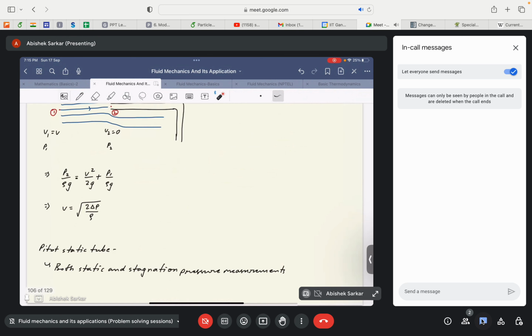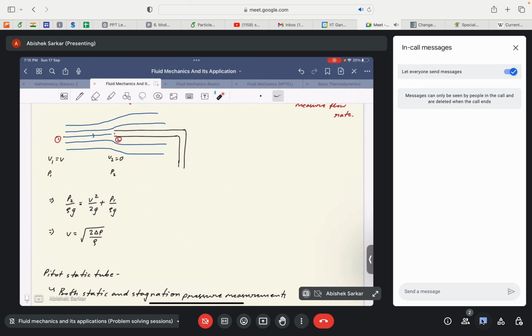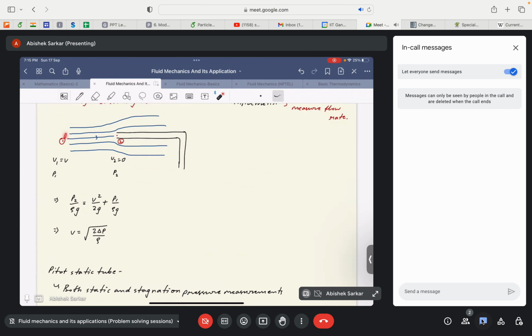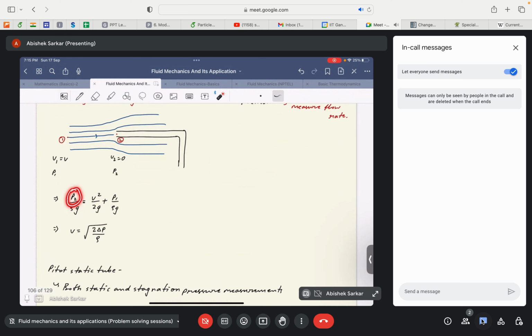So here you can see that if these 2 points lie at the same elevation, then the potential head becomes equal on both sides, so they cancel out. So we can see that P2 by rho g would be equal to V square by 2g plus P1 by rho g. Okay, and this pressure P2 is also popularly known as the stagnation pressure. Okay, so let me just write it. Stagnation pressure.